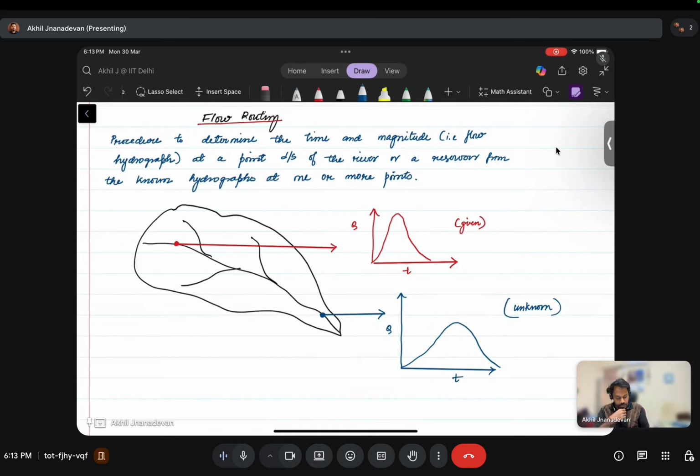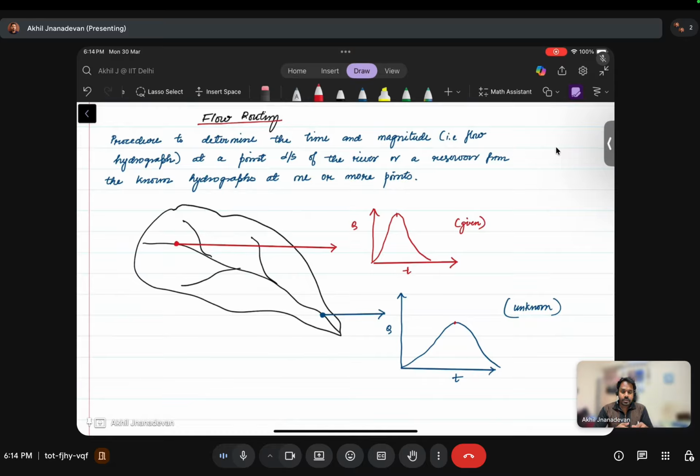Also, if you see these two hydrographs, we can see there will be a difference in the peak. The peak of the upstream hydrograph and the downstream hydrograph will be different. Also, the slope of the rising limb and the slope of the descending, or receding, limb will also be different. And also the time to peak, that is the time taken for the flow rate to become the maximum flow rate, is also different. So these are the changes that we can see between the upstream and the downstream hydrograph.